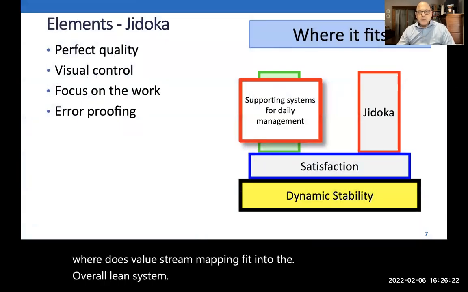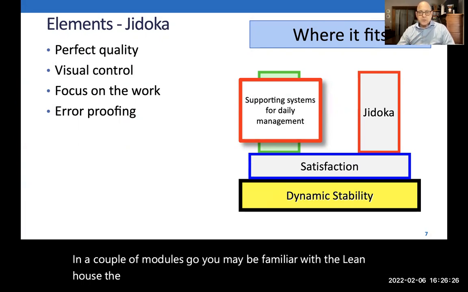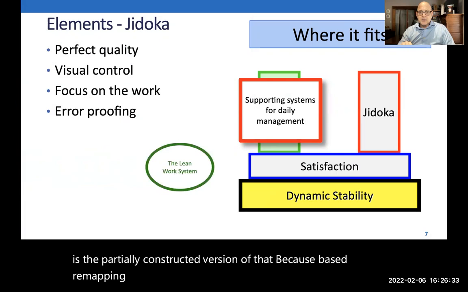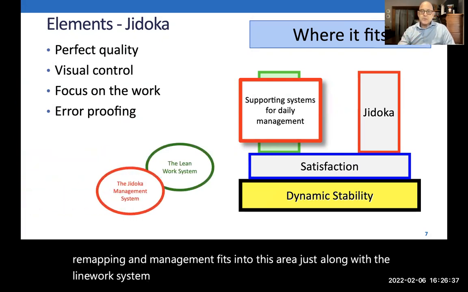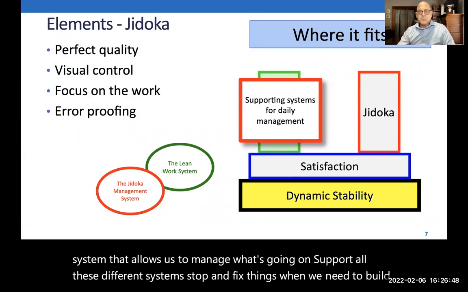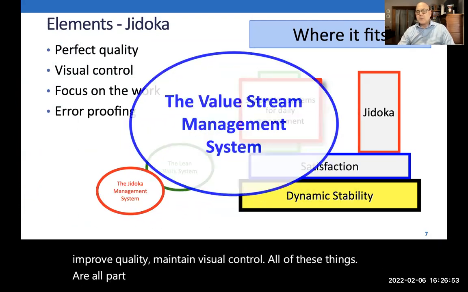Now, a couple of modules ago, you may be familiar with the lean house, the leader science framework that we put together, and this is the partially constructed version of that, because value stream mapping and management fits into this area, just along with the lean work system and the Jidoka management system, part of this system that allows us to manage what's going on, support all these different systems, stop and fix things when we need to, build improved quality, maintain visual control. All of these things are all part of this value stream management work system.